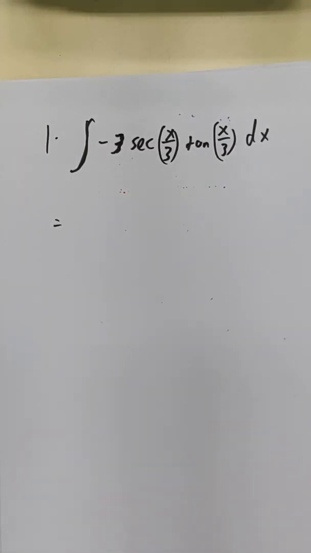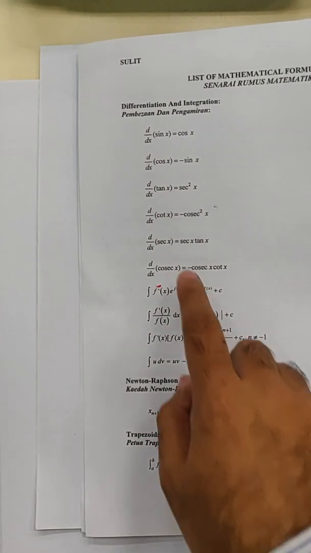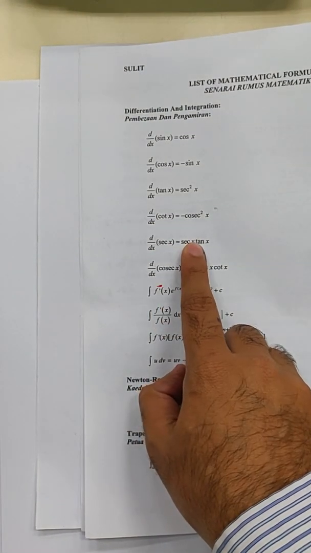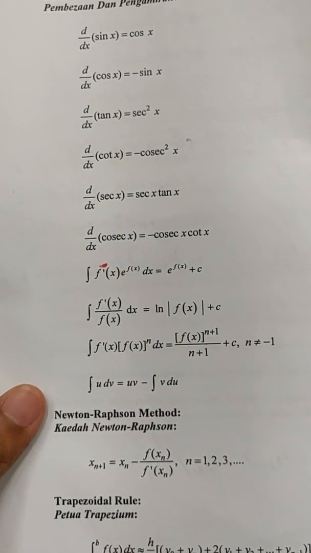Integrate sec tan, what do you get? That should mean something already. The moment I say it out loud, you should understand it by now. Integrate sec tan. Differentiate, what gives you sec tan? Boom. Sec.